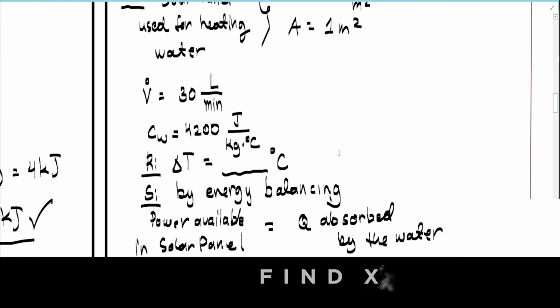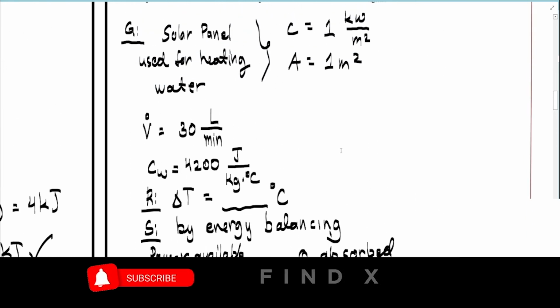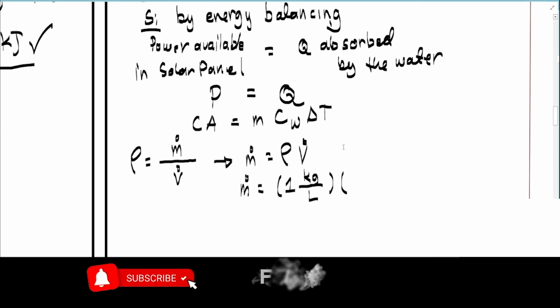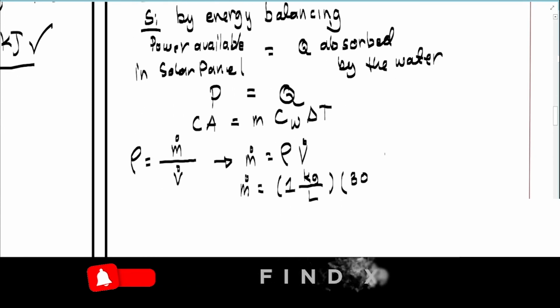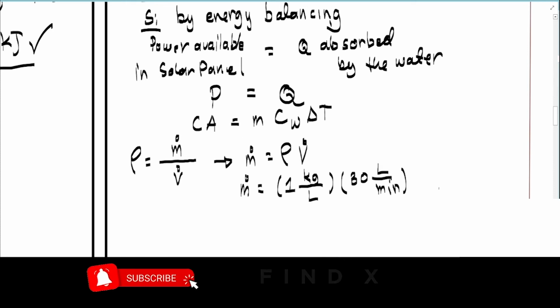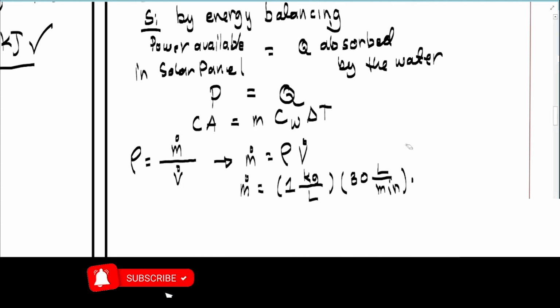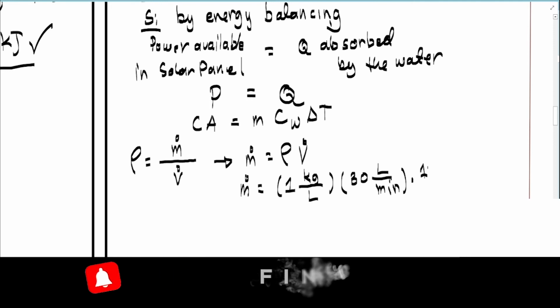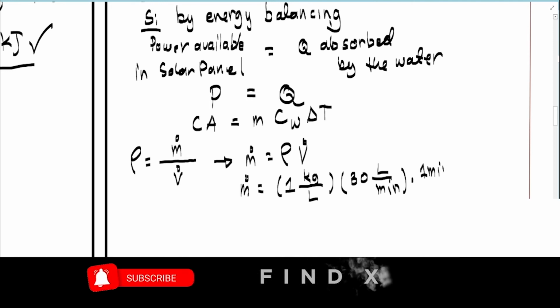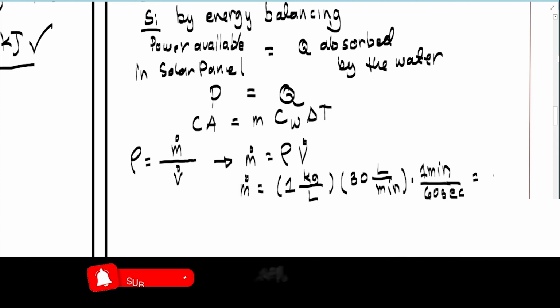We already know that the rho of water is 1 kilogram per liter, right? Now, what is the volume flow rate? We have 30 liters per minute. Times, however, since we are looking for power, we need to use power, right? Energy is in terms of joules, and the watts must be in seconds. So we need to convert this into seconds.